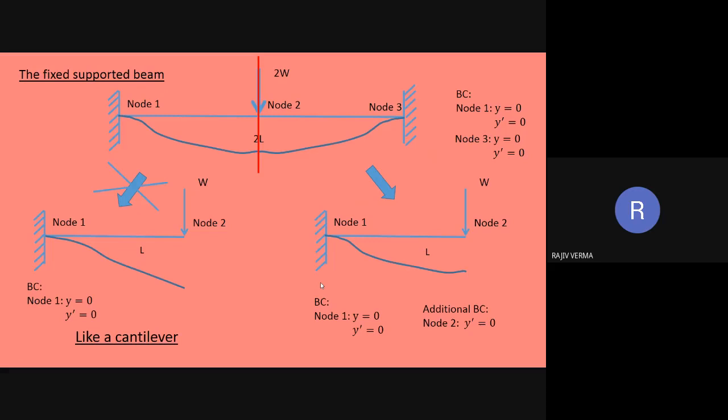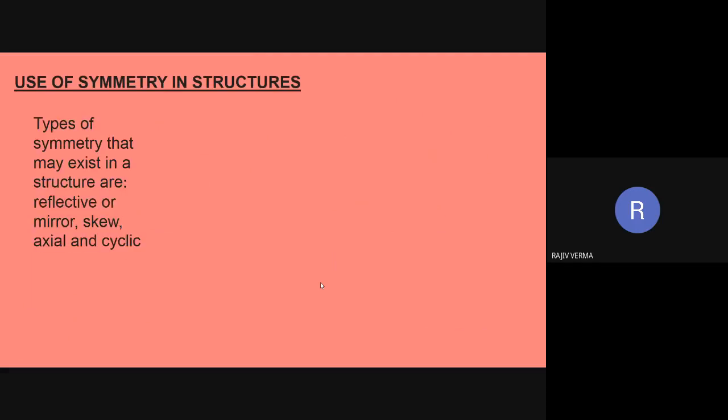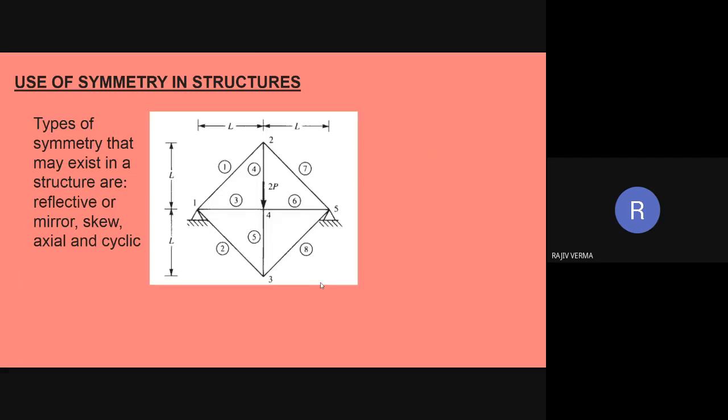Now we are going to illustrate this particular concept with the help of a second example also. The types of symmetry which may exist in a system are reflective, mirror, skew, axial and cyclic symmetry. So we are taking a second example consisting of bars. There are bar number 1, 2, 3, 4, 5, 6, 7, 8, 8 bars arranged in a particular manner.